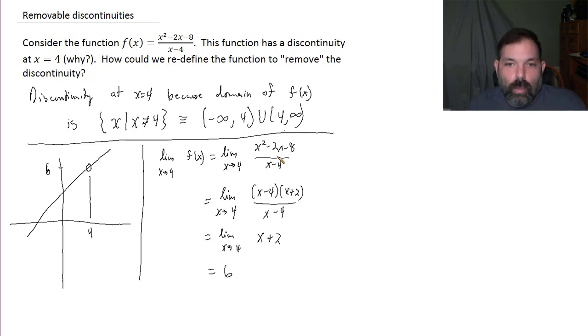Now, I called it a removable discontinuity because I can redefine the function to make it continuous. And here's how I would redefine it.